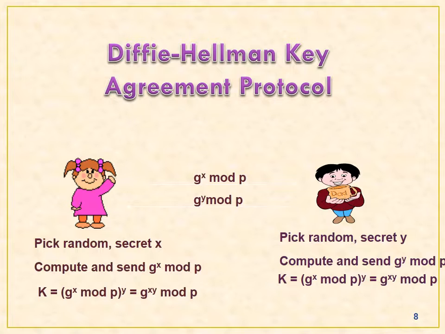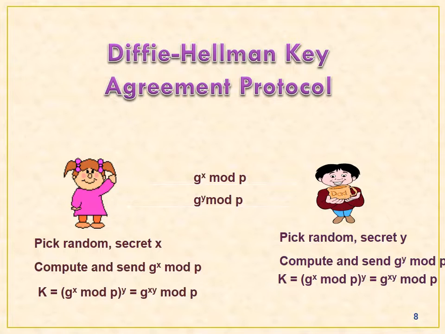Now, Alice will compute the symmetric key value as Bob's message raised to the power of Alice's private key. What is Bob's message? Whatever Bob has sent to Alice will be used by Alice to compute the value of the symmetric key. So, g raised to the power b mod p, raised to the power a, which is equal to g raised to the power ab mod p.